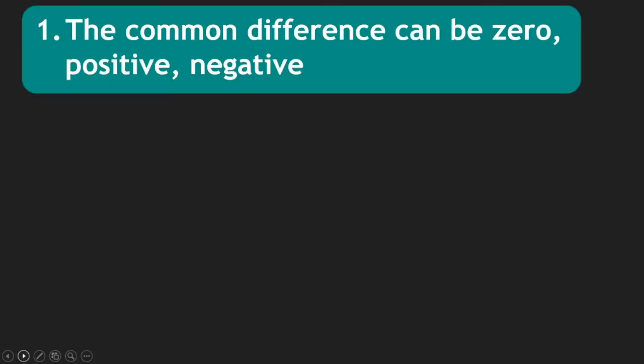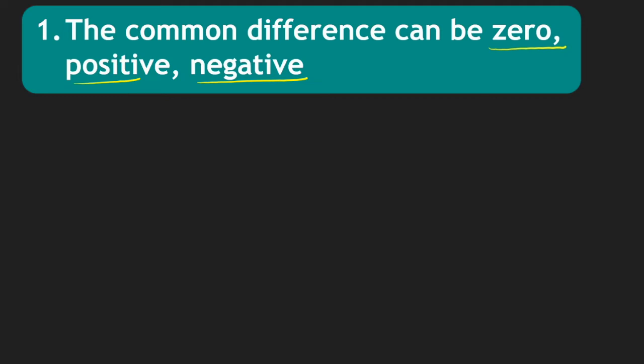Okay, so the first property. The common difference can be 0, positive, or negative, right? This is, I think, one of the most obvious properties. I really don't need to go into detail about this, but I'll just give you guys a few examples.